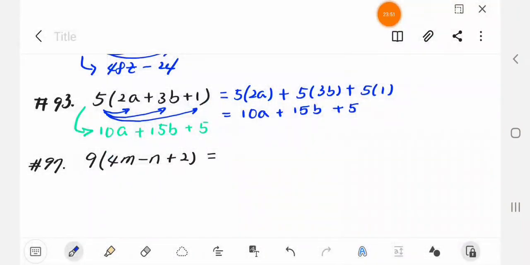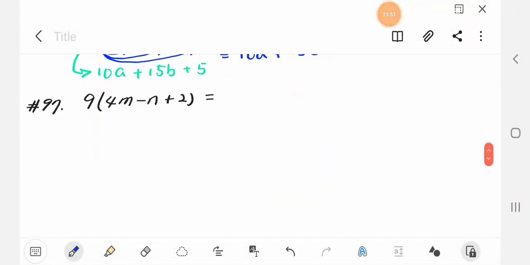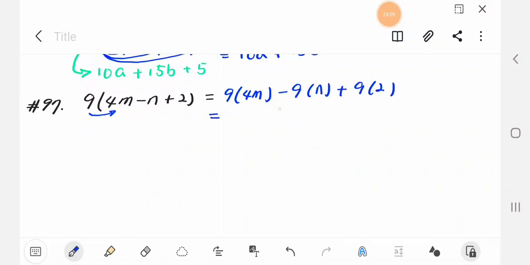Okay, 97. There are 3 addends, so multiply each addend by 9. So 9 times 4m minus 9 times n plus 9 times 2. Then the first addend, 9 times 4 is 36m, minus 9n, plus 18, right?